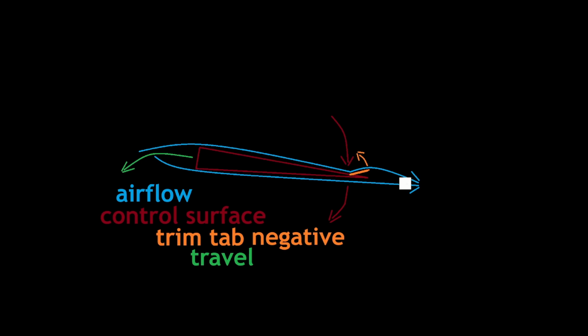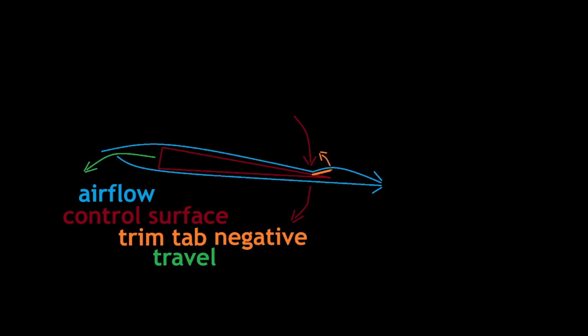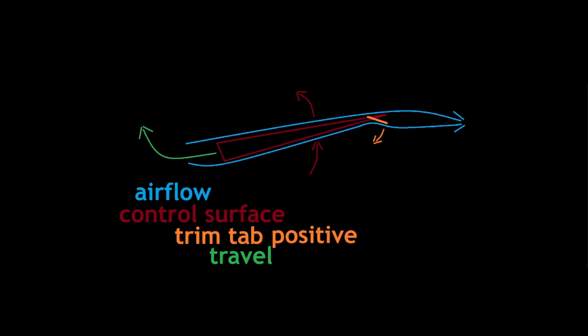So let's say this was an elevator and we were looking at it from the side. Your trim tab goes up, elevator goes down. That causes the nose to drop, right? And then the exact same thing in reverse.